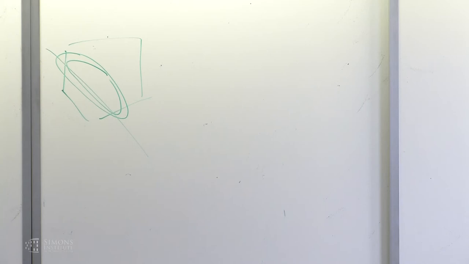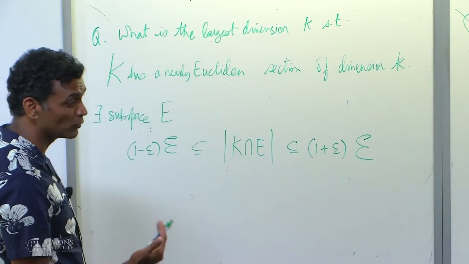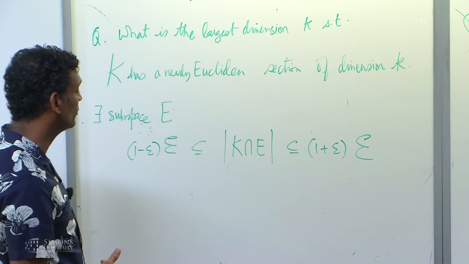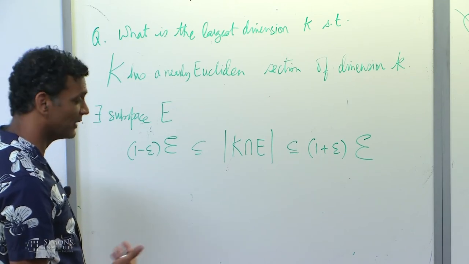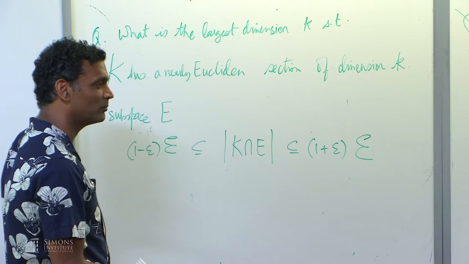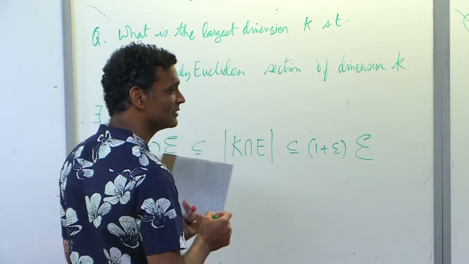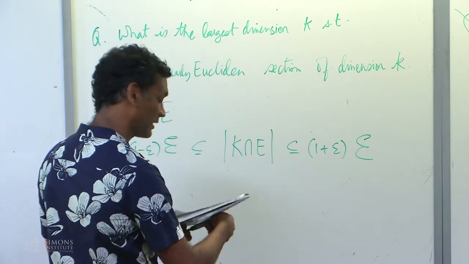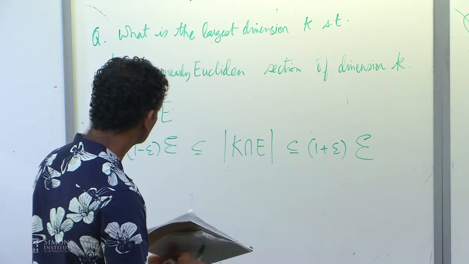The extremal bounds that we'll prove that are true are true for balls. In fact, in general, you can find an ellipsoid that's better than the ball, but as far as the worst case is concerned, you could have just said ball. So tell me about the notation. It's K intersect E.